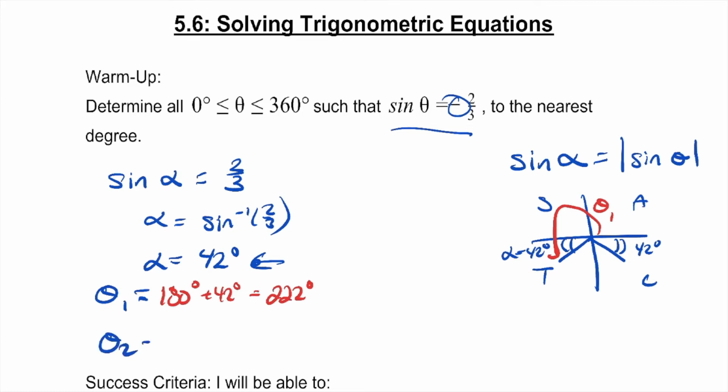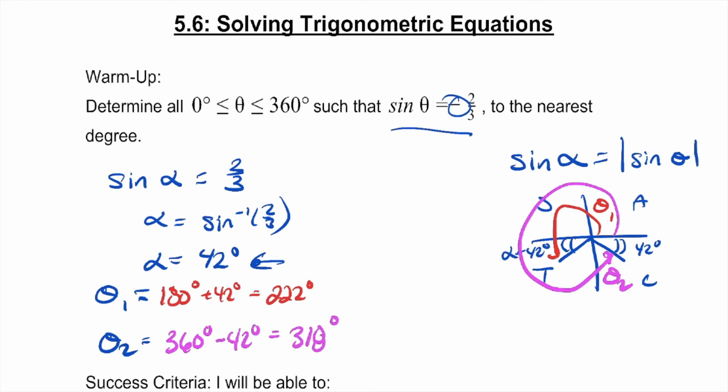The answer for theta 2 would be this purple angle over here. That would be another possible answer for theta. In this case, that's going to be 360 degrees minus 42, which is 318 degrees. And the nice thing about trigonometry in some sense is that when we have our calculators, we can actually check our answer. If we plug into our calculator sine of 222, we should get roughly negative 0.666. And likewise, if we do sine of 318, we get exactly the same answer.